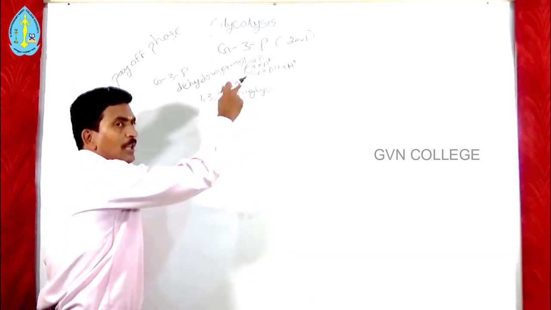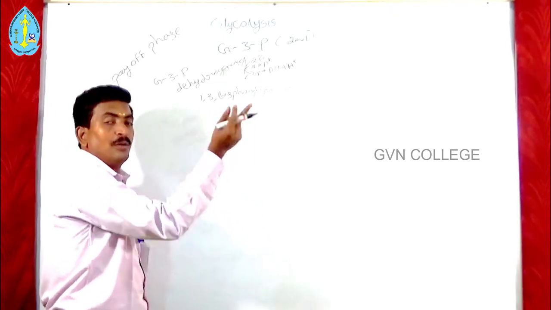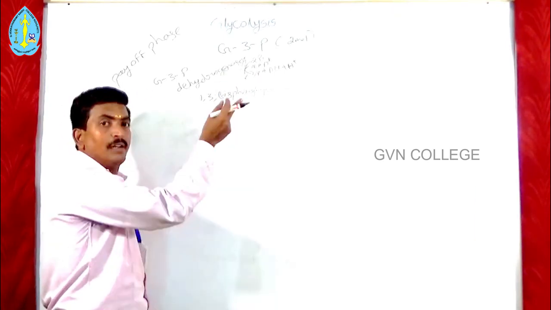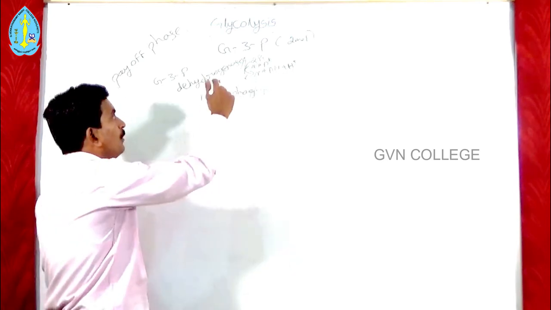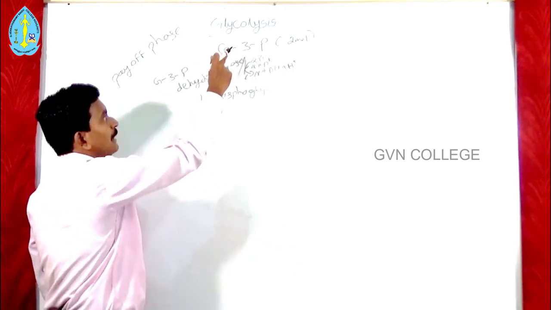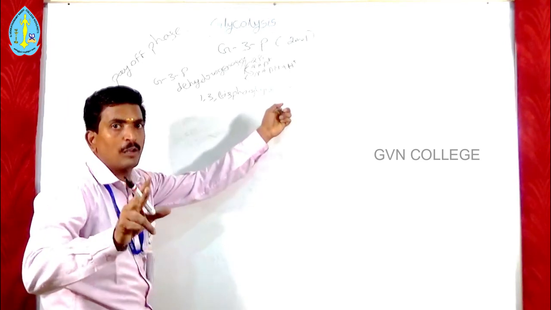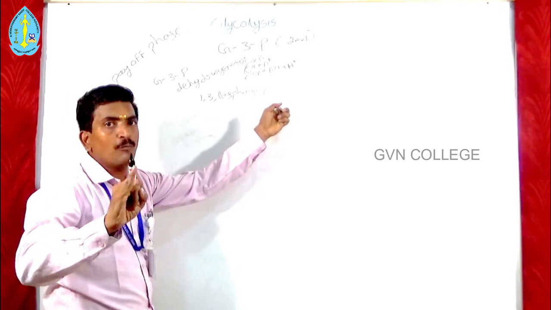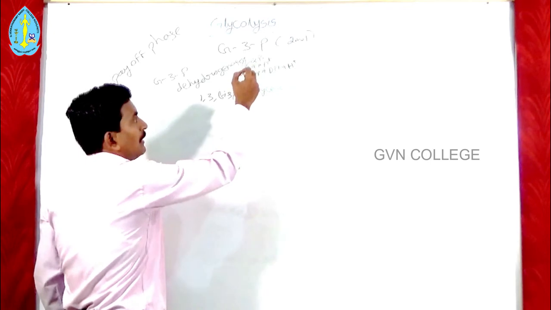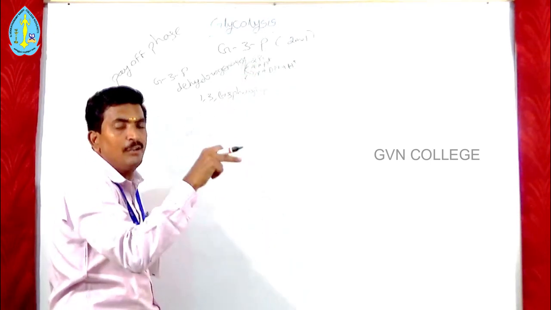Here one phosphate molecule is added. Here the phosphorylation process is involved and also the dehydrogenase process. Both steps occur in the conversion of glyceraldehyde 3-phosphate to 1,3-bisphosphoglycerate. One is phosphorylation, where two inorganic phosphates are added. Here ATP and ADP are not involved.